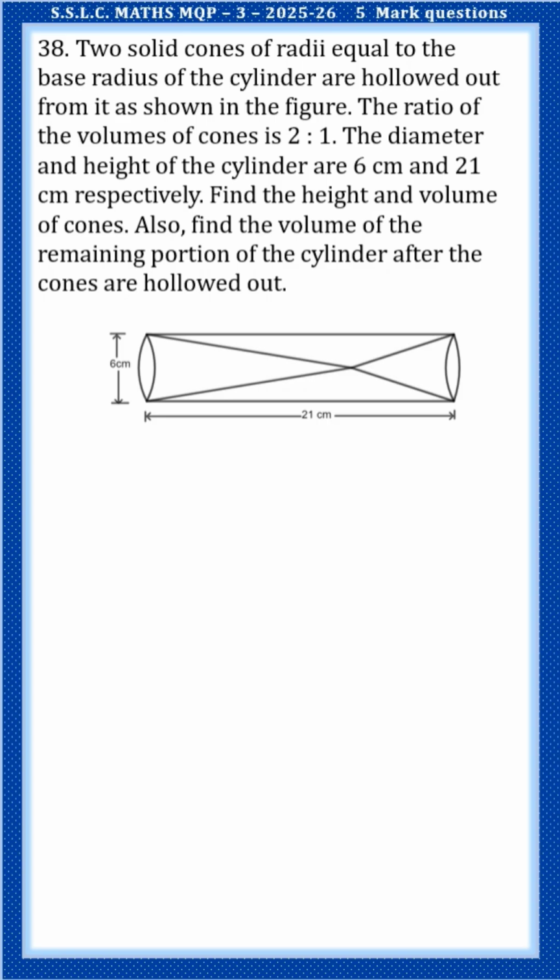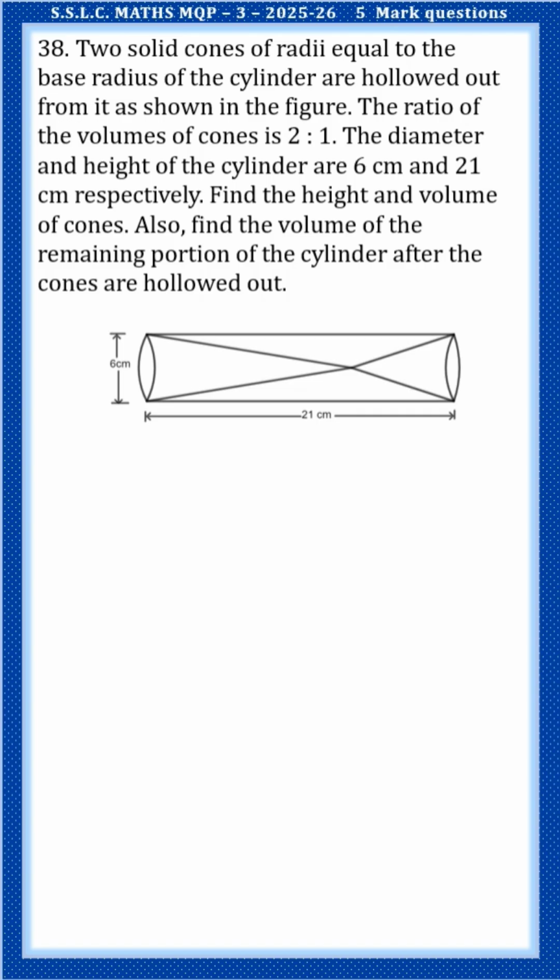Today let us solve a fascinating problem of geometry where two cones are hollowed out from a cylinder as shown in the figure. The ratio of volumes of the cones is 2 is to 1. Diameter and height of the cylinder are 6 cm and 21 cm respectively. Find the height and volume of the cones and also find the volume of the remaining portion of the cylinder after cones are hollowed out.